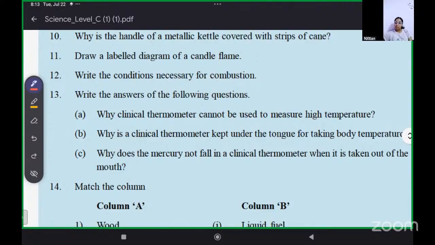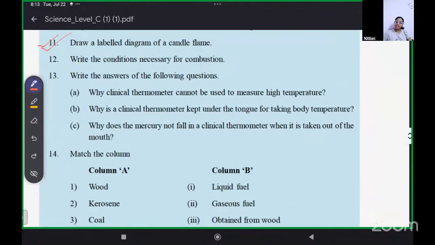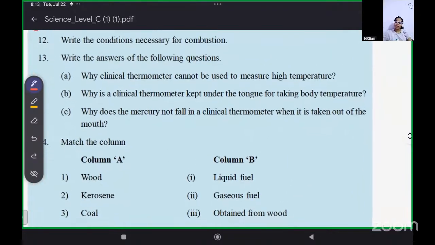Now, draw a labelled diagram of a candle flame. You can do this as homework, the 11th question. The 12th question: write the necessary conditions for combustion. What are the three necessary conditions for combustion?